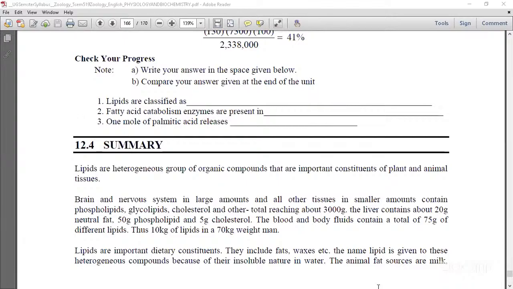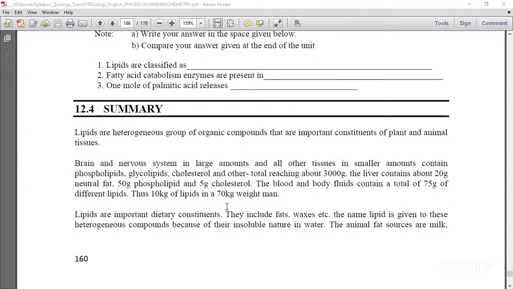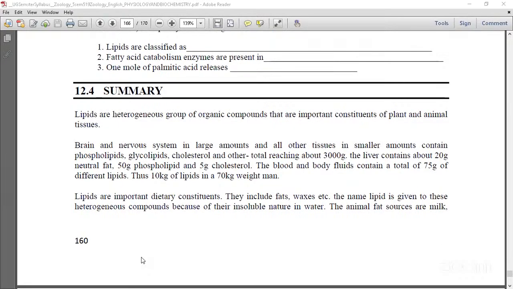When coming to the summary, yes, lipids are heterogeneous compounds which constitute major parts of the body. As we know, a 70 kg man contains 10 kg of lipids. Yes, definitely, it is an important source of dietary constituents. They include fats and wax. The name lipid was given because they are heterogeneous compounds which are insoluble in water.